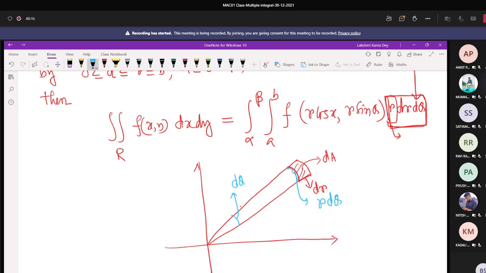This thing is r d theta. So if it is an infinitesimal distance, the area part will ultimately be r dr d theta. So the area element dx dy is replaced by r dr d theta, because this side is r d theta and this part is basically dr. If we multiply, this is not exactly a rectangle, but if it is very small, you can think of its area element as r dr d theta.